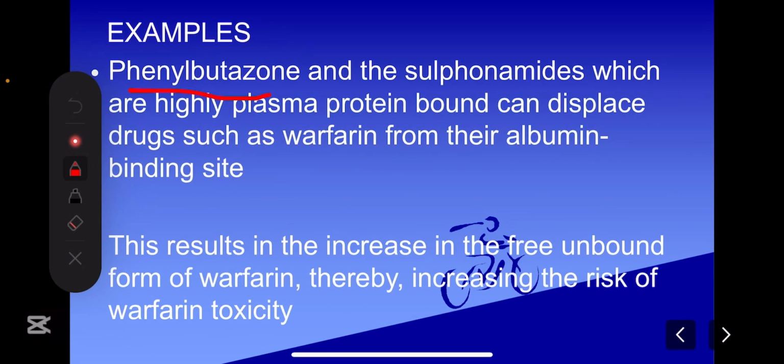Let's look at an example. Phenylbutazone is a drug. Sulfonamide is another drug. These two drugs have high ability to bind to plasma protein. So if you co-administer them with other drugs like warfarin, what will happen? They will displace warfarin, and therefore warfarin toxicity will occur. They will bind to the warfarin binding site, where warfarin is supposed to bind to plasma protein. Warfarin will be found freely in the system. So note the two drugs that have high ability to bind to plasma protein that we've already mentioned: phenylbutazone and sulfonamide. This results in an increase of the free unbounded warfarin, and this increases warfarin toxicity.